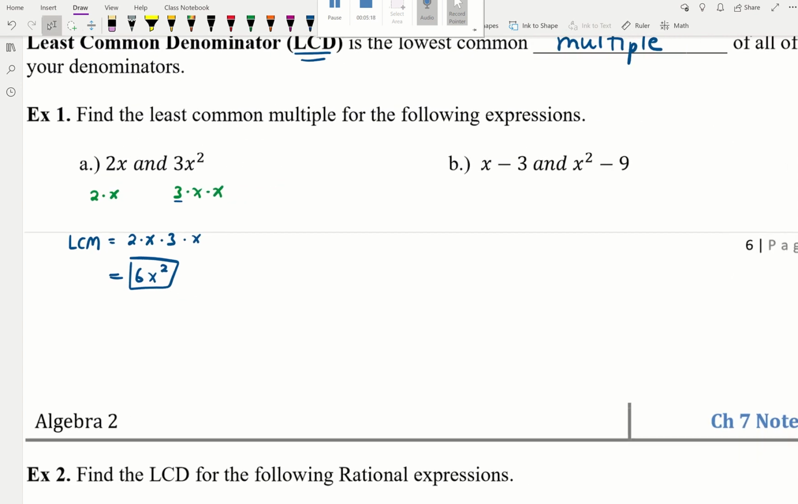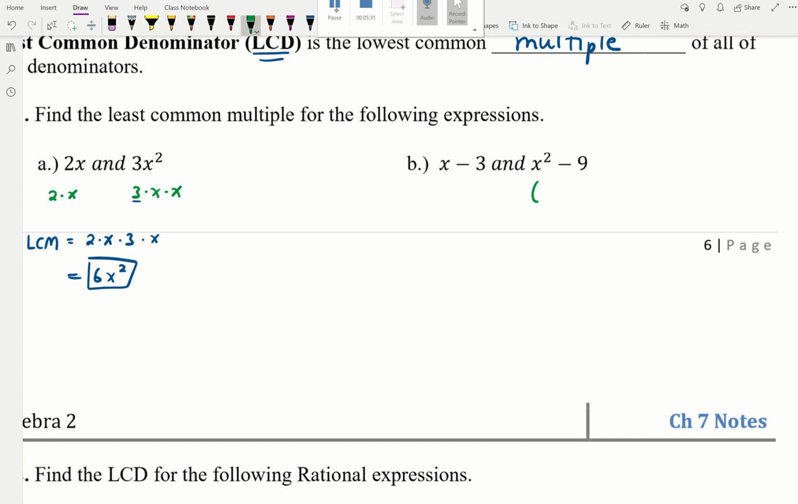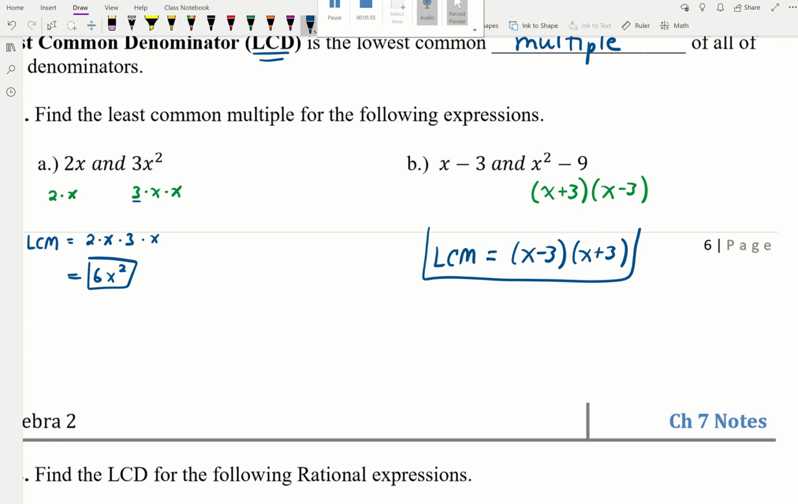Now, if our expressions end up being binomials or terms that are factorable, I'm going to factor. So in this case, we have x minus 3, which we really can't do anything with. And then x squared minus 9, that's a difference of squares, so it's going to factor into x plus 3 and x minus 3. So our least common multiple between those two functions is going to be everything from the first, so x minus 3. And then you're only going to add the factors that are new. So in this case, we're going to add x plus 3, and that would become our least common multiple.